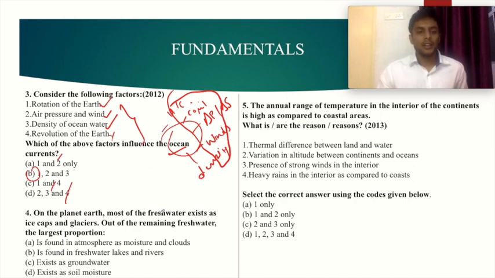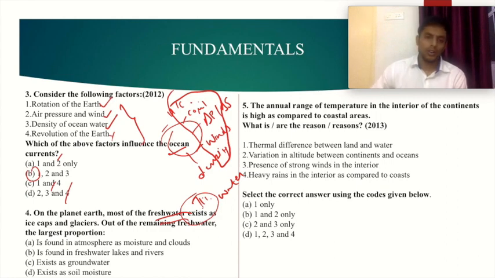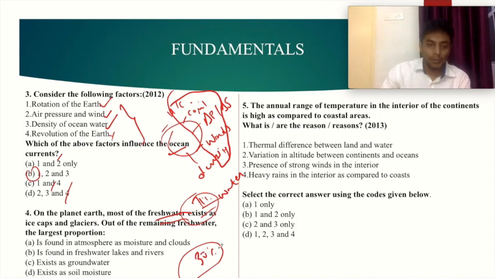Now, on the planet Earth, most of the fresh water exists as ice cap and glacier. Out of the remaining fresh water, the largest proportion is. Now here it is again simple. Here logic works. Like you all know, 71% of Earth's area is water, right? Maybe fresh water or marine water, don't worry about it, but it is water, right? So land mass is only 30%. Now remember, is the largest proportion found in atmosphere as moisture and cloud? No, it is completely wrong.